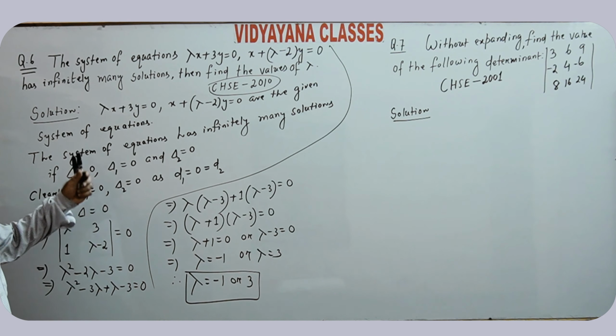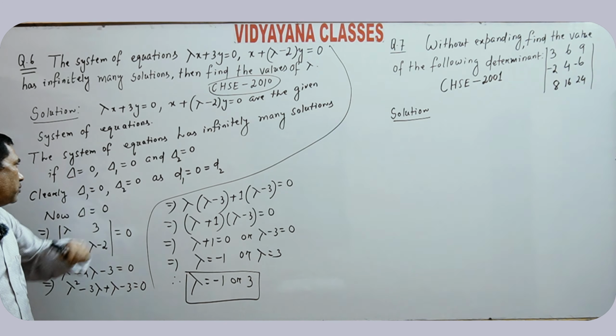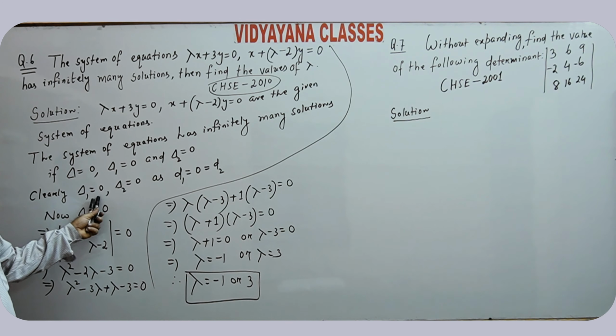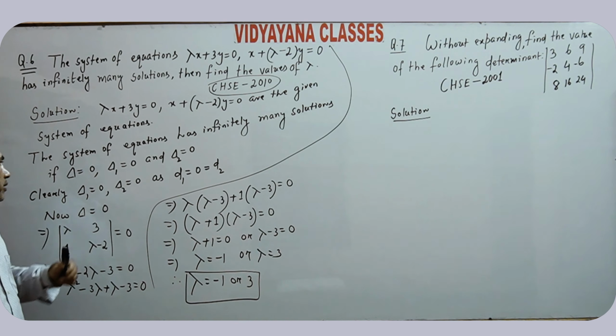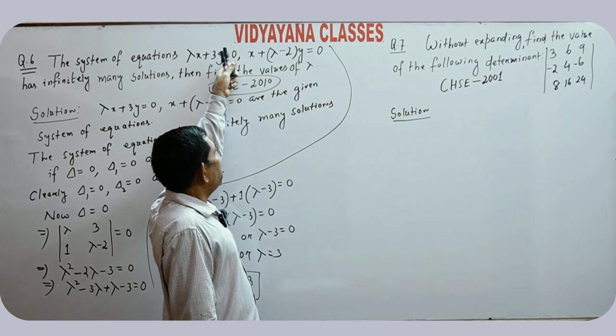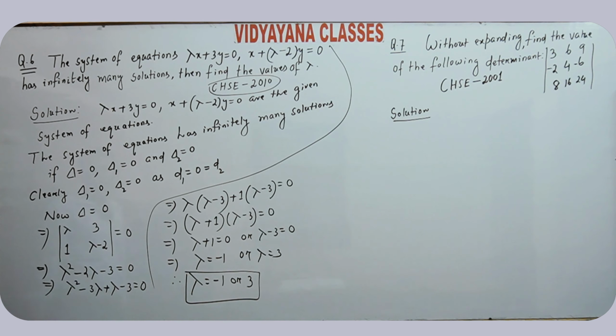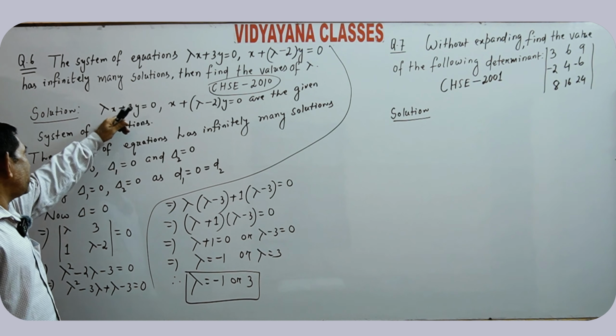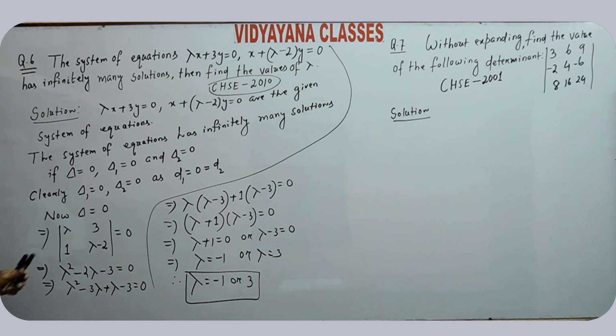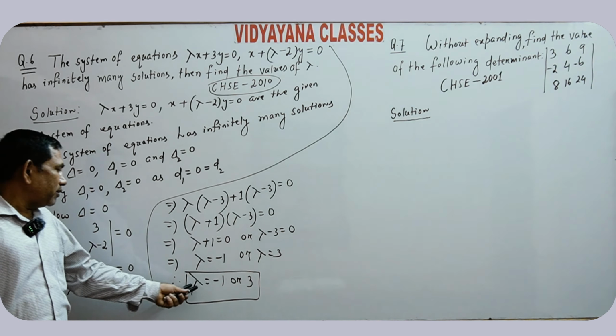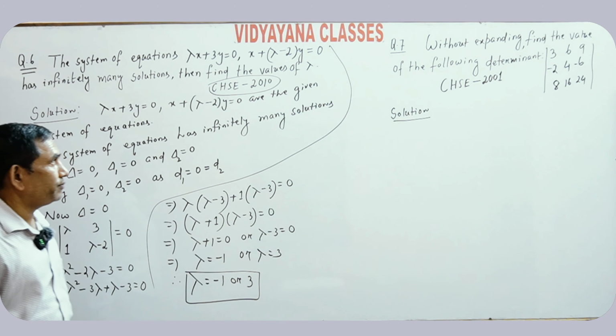Clear? The system of equations has infinitely many solutions, implies del is equal to 0, del 1 equal to 0 and del 2 is equal to 0. Del 1 and del 2 both are 0 as d1 is 0 and d2 is 0. Now del is equal to 0. Del means determinant having the elements, that means coefficients of x and y. On solving, it gives lambda is equal to minus 1 or 3.